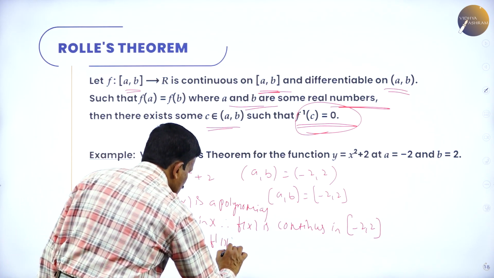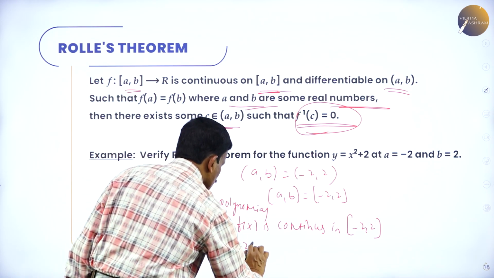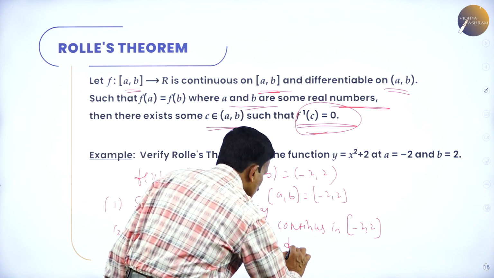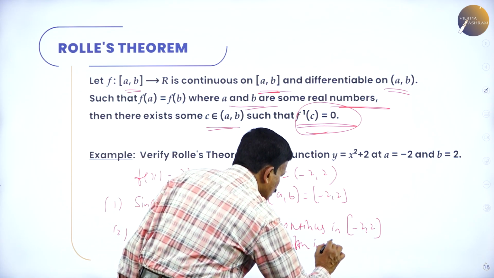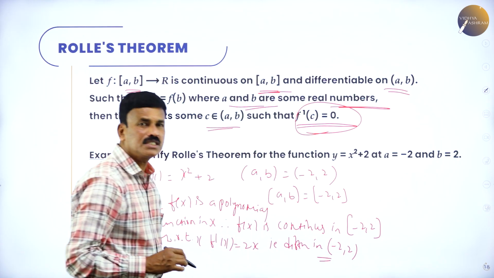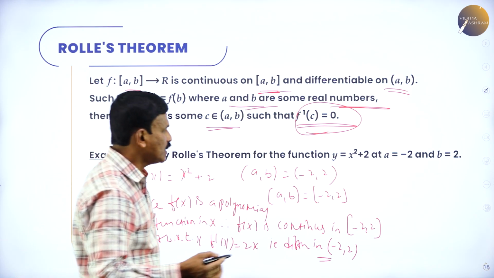f dash of x is equal to 2x, the derivative of x square is 2x. So that means f is differentiable in the open interval minus 2 comma 2. And now verify f of a and f of b.